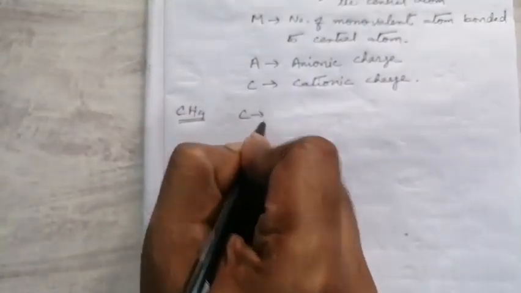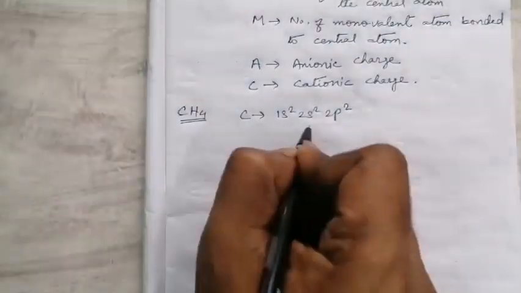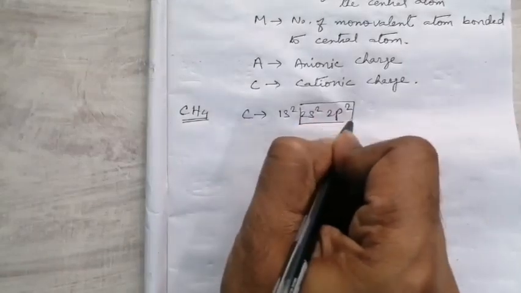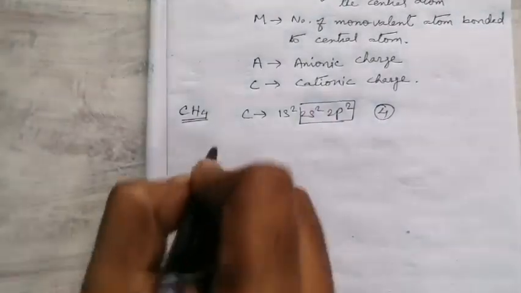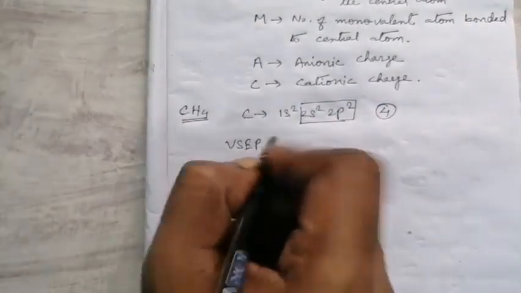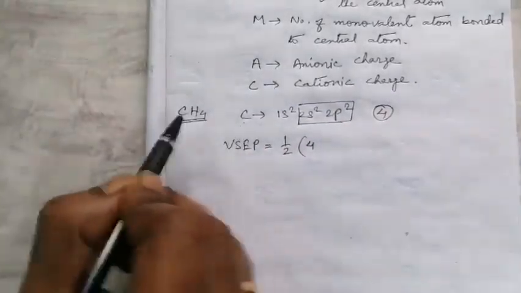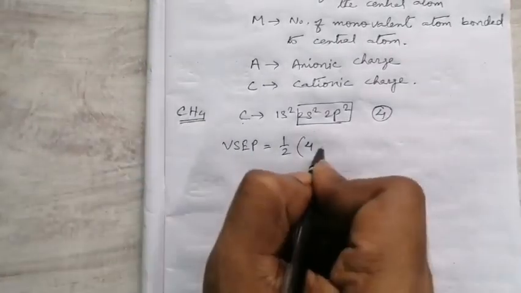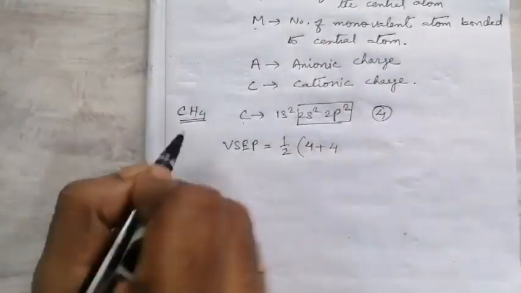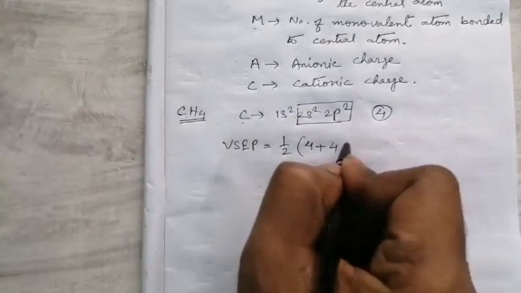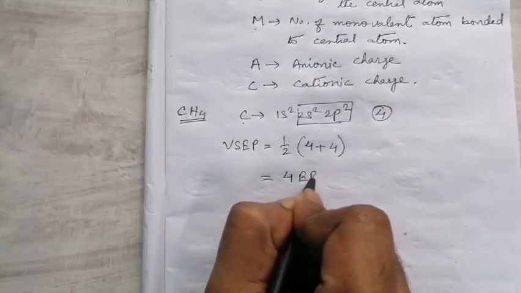CH4, what is the electronic configuration of carbon? 1s2, 2s2, 2p2. So the valence shell contains how many electron? 4 electron. So let us calculate the VSEP. VSEP is equal to half. The valence shell of carbon contains 4 electron. Now the carbon is bonded to how many hydrogen? 4 hydrogen, and hydrogen are monovalent. So the number of monovalent atom is 4. Is there any cationic charge or anionic charge? No. So let's calculate. We'll get 4 electron pair.